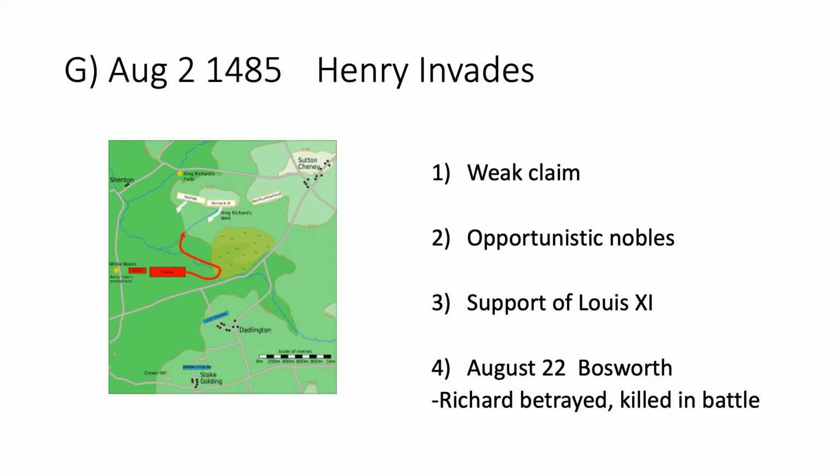So on August the 2nd, with the backing of French forces, Henry invades. Although his claim is really very weak, there are a lot of nobles who want a weak king because they feel like it gives them a lot more opportunity to advance their own agendas. They're not happy with the way Richard III is exercising authority. They feel like he's being too harsh. And with the money of the King of France, Louis XI, who will do anything to undermine England, Henry does have a sizable force coming from Wales.